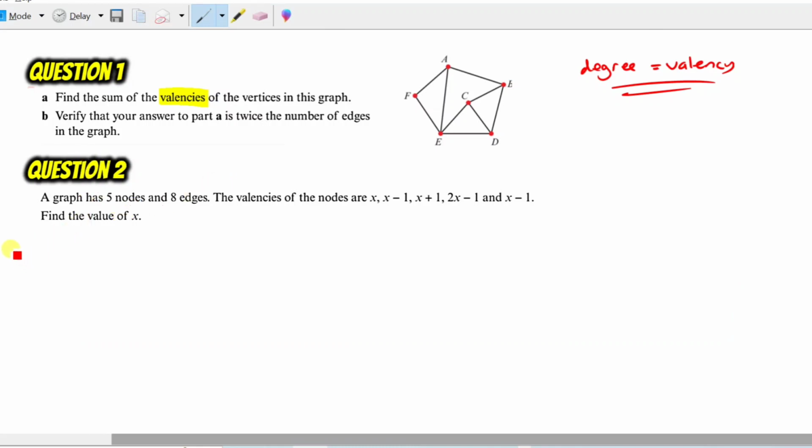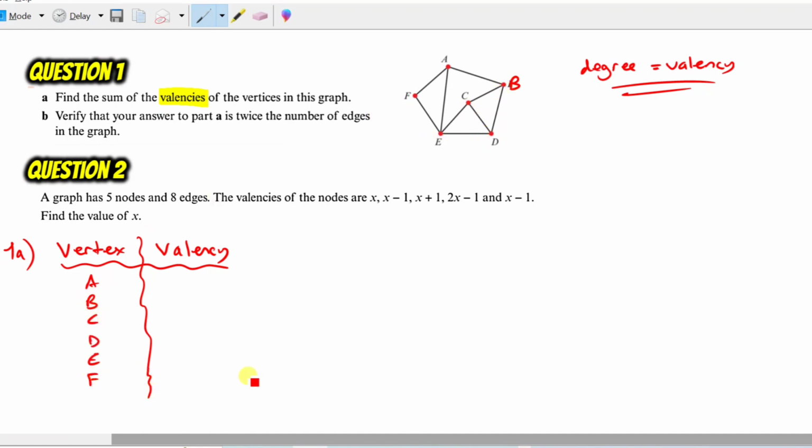So question 1a, I'll put 1a over here. Find the sum of the valencies of the vertices in this graph. Now what we usually do is best we draw a table. We can call it vertex and valency. It just helps to organize your thoughts. And we just write every vertex we have. So we're going from A, B, C, D, E, F. And we're just counting the degree of each point, the valency.